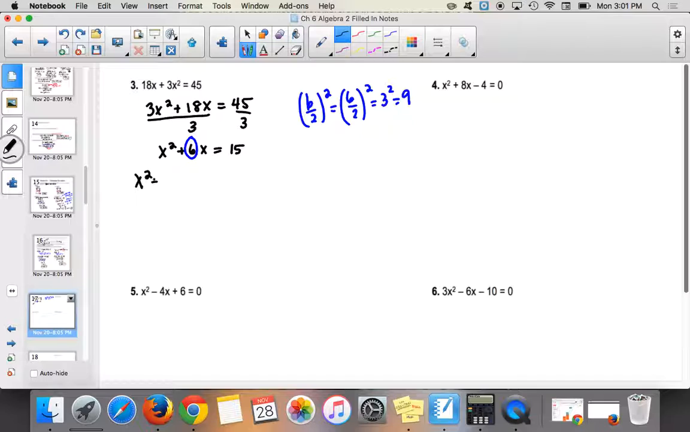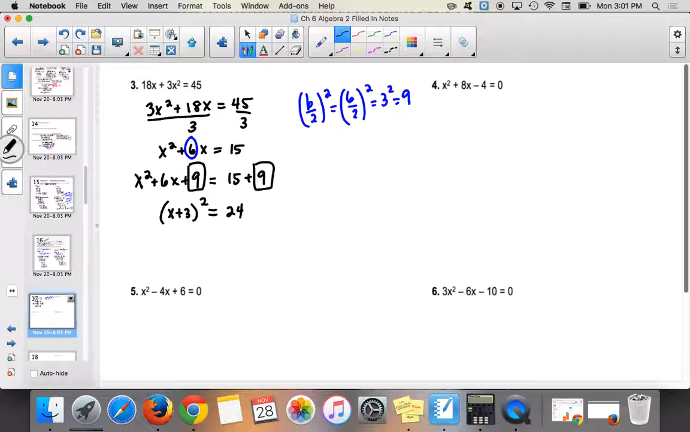So I'm going to have x squared plus 6x plus 9 equals 15 plus 9. So I added that on both sides. It now makes it something that I can factor. It's going to be something squared, right? Something times itself. X plus 3. Greta's got it. The rest of you guys got it? All right, 15 plus 9. 24.